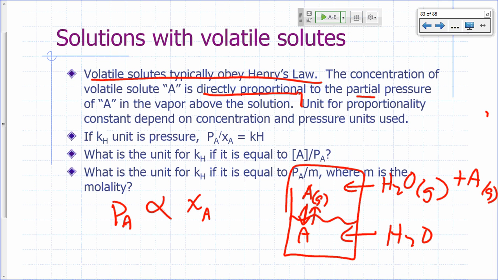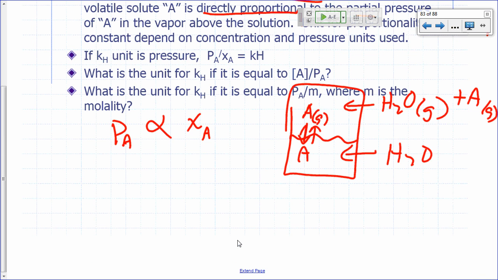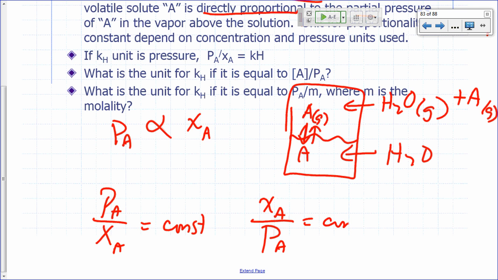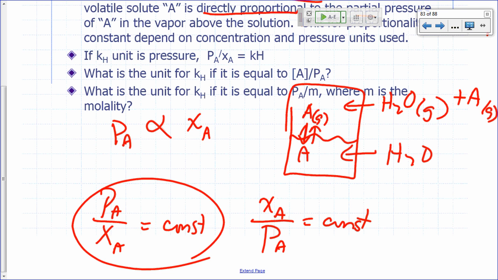The partial pressure of A in the gas phase is directly proportional to its concentration in the liquid phase. So it's directly proportional to its mole fraction, if we want to use mole fraction as our way of expressing concentration. In other words, you can say then that P sub A over X sub A is equal to a constant. Or you can say X sub A over P sub A is equal to a constant. Anytime two things are directly proportional, the ratio of those two things is a constant. Whatever the constant is, it depends on how you write your equation. And so we generally refer to that constant as K sub H.